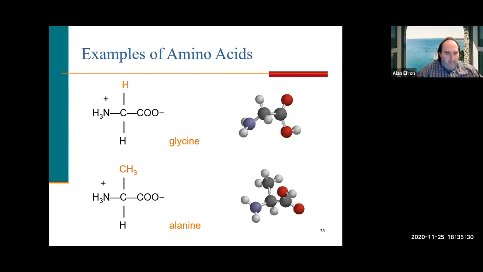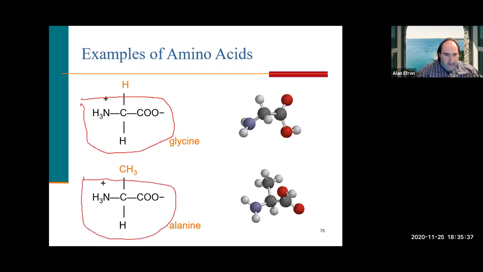But again, here, this is the ionized version. This part of it is similar in all amino acids. And these are our side groups. So if you have a hydrogen, it happens to be glycine. If you have a methyl group there, it's alanine, that's a side group. So again, you do not need to know specific names and structures.